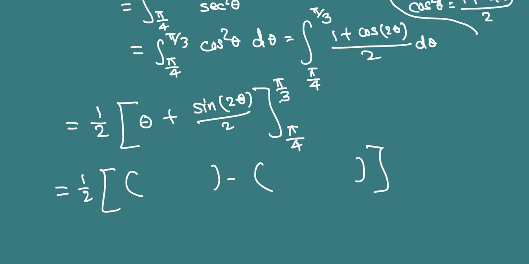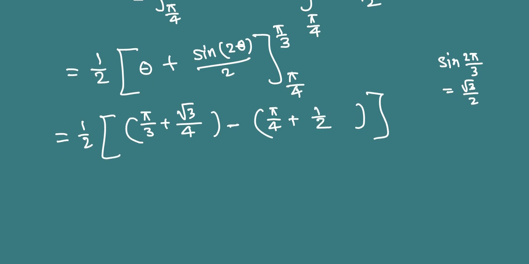So theta is pi over 3, so this is pi over 3 plus sine 2 times pi over 3, sine 2 pi over 3, and for the value of sine 2 pi over 3 you want to use the unit circle: that is root 3 over 2. So root 3 over 2 divided by 2, root 3 over 4 on the bottom, minus, let's go for the lower limit, theta is pi over 4 plus sine 2 times pi over 4. 2 times pi over 4 is pi over 2. Sine pi over 2 is 1, so 1 half. Now simplify this and we get the answer.